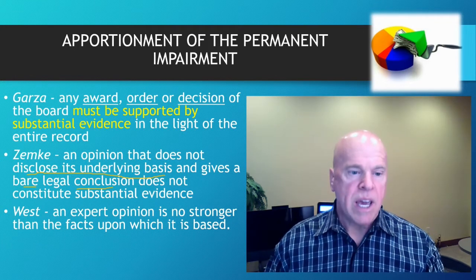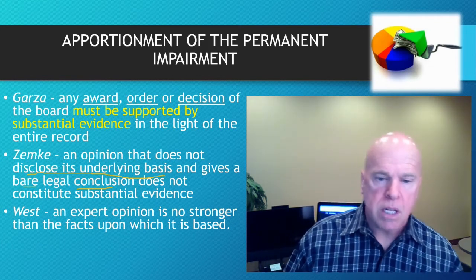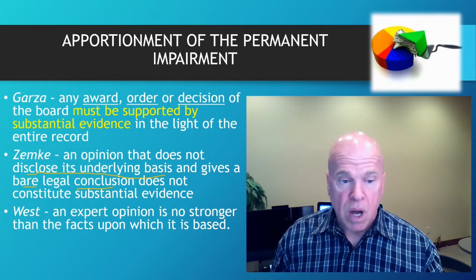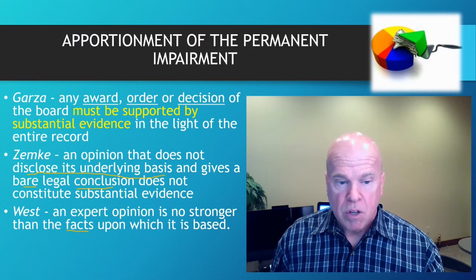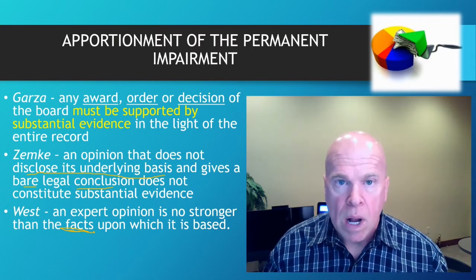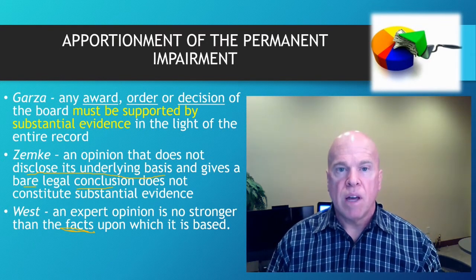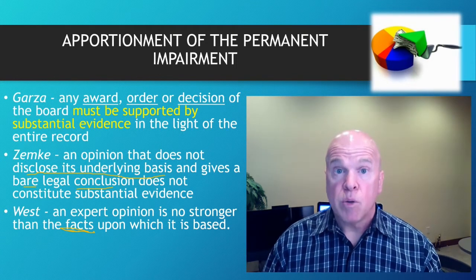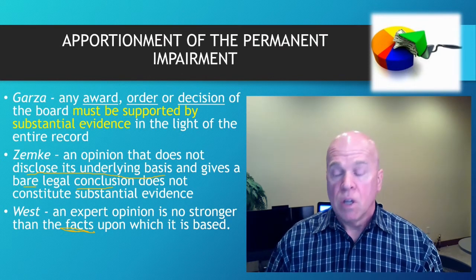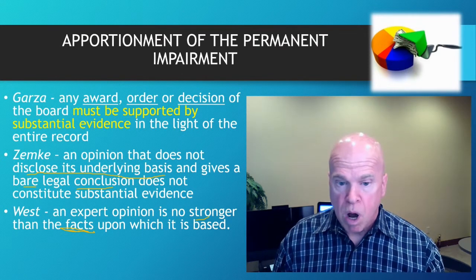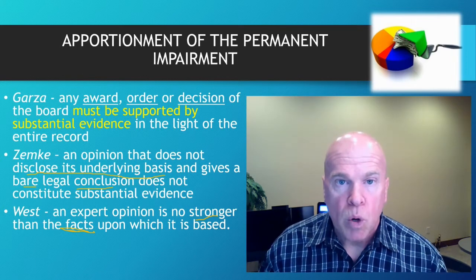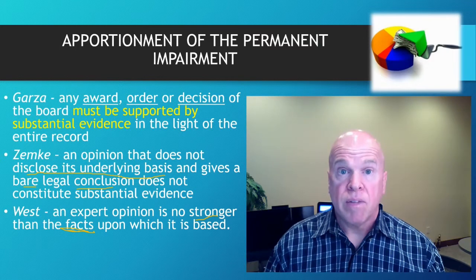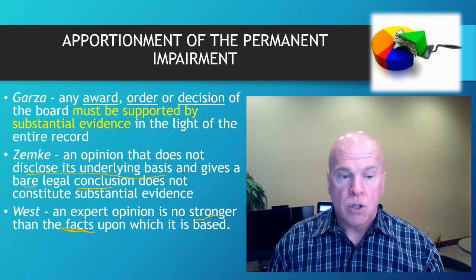The West case told us that an expert opinion is no stronger than the facts upon which it is based. So this gives us some insight that in qualifying our opinion as substantial medical evidence on apportionment approximate percentages, our opinion is going to have to be supported by facts. It's going to have to be supported by strong facts, voluminous facts, compelling facts. And I'll show you exactly how to do just that.